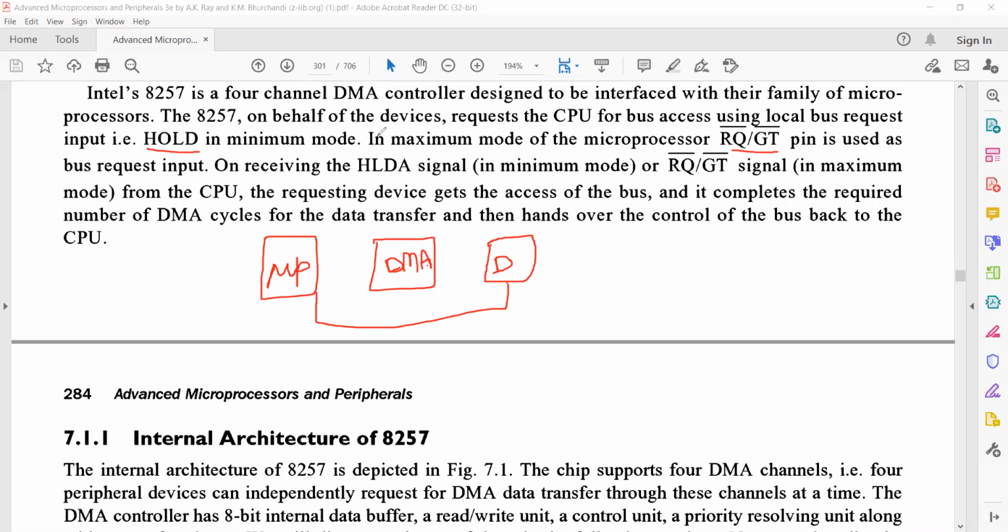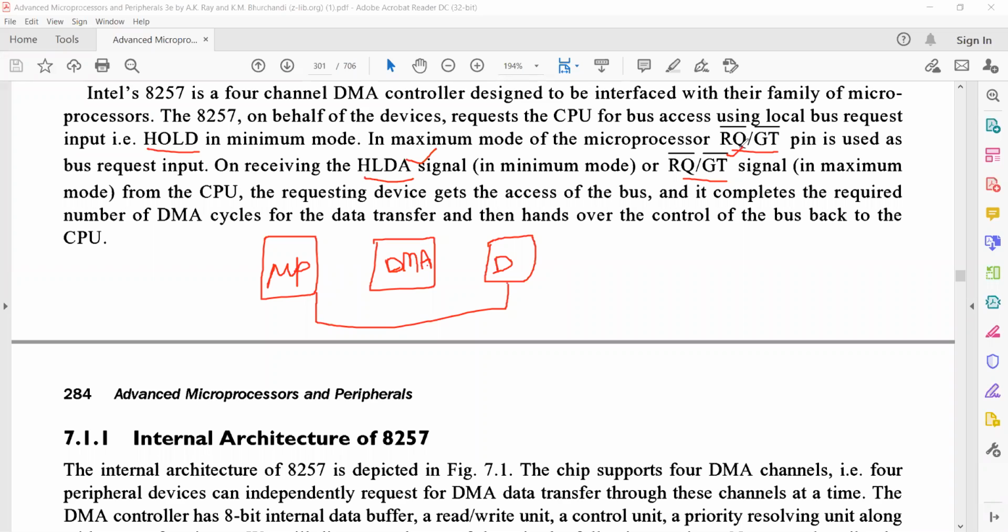So the first step is what? We will send a request through HOLD and RQ bar, GT bar in the minimum mode and maximum mode respectively. Once we send this request to the microprocessor, the microprocessor will acknowledge that, okay, you can send data. That will be acknowledged by these two signals, the HLDA signal in the minimum mode and RQ bar, GT bar in the maximum mode.